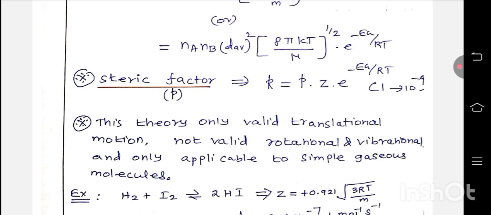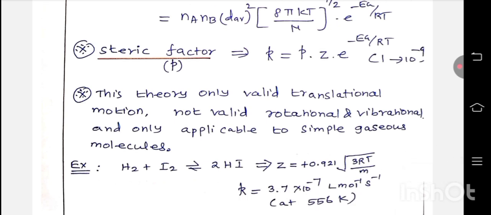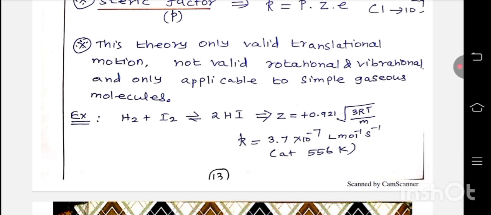The steric factor is also available, 1 to 10 power minus 9 unit. The theory is only valid for translational motion, not valid for rotational and vibrational motion, and only applicable to simple gaseous molecules, not applicable to complicated gaseous molecules. Example, hydrogen iodide formation reaction rate at 556 Kelvin, 3.7 into 10 power minus 7. It has one inverse and the second inverse. Z equal to plus 0.92 root of 3RT by M.